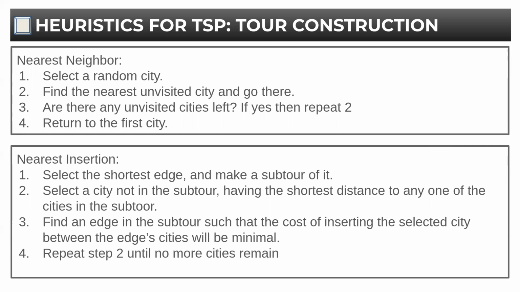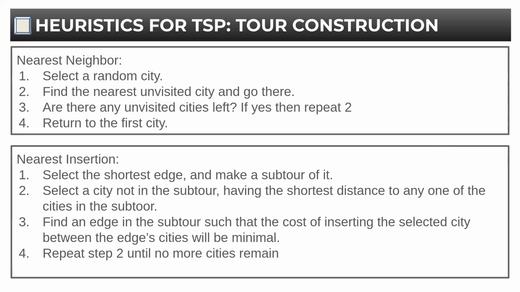Tour construction heuristics. Nearest neighbor heuristic. In this heuristic, first we select a random city, then we find the nearest unvisited city and go there. Then we check, are there any unvisited cities left? If yes, then we repeat the second step, otherwise we return to the first city.